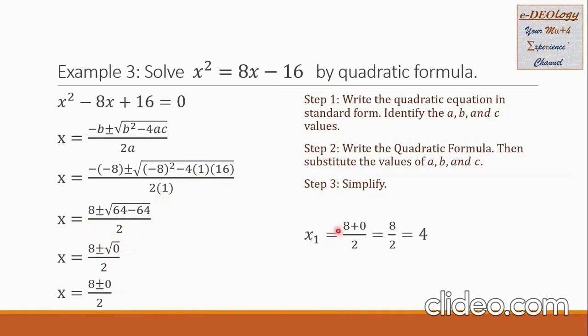The x of 1 is 8 plus 0 all over 2. 8 plus 0 is 8, over 2 is equal to 4. X of 2 is 8 minus 0 all over 2. Also it is 8 over 2, and that is equal to 4. You see here our values are the same. It's like the solution of the quadratic equation is simply a single number, and that is 4. This is our final answer.